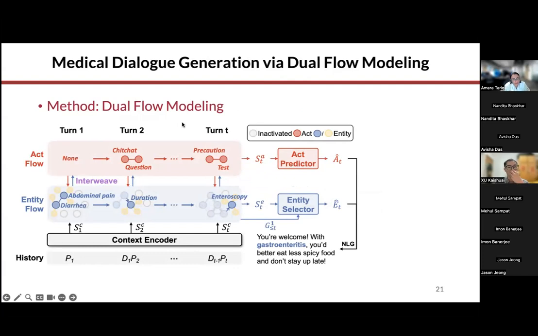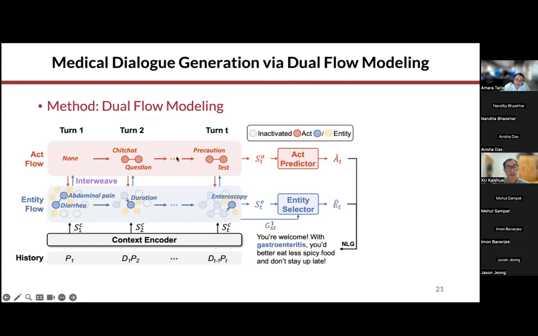Here is the dual flow modeling module. We actually use two models. Actually, this work was done in 2022, so at that time, LLMs were not yet a popular solution to solve the problem. We use two models. One is applied in the act flow modeling, and the other is applied in the entity flow modeling. And for the entity flow modeling, each input is encoded by a graph model.